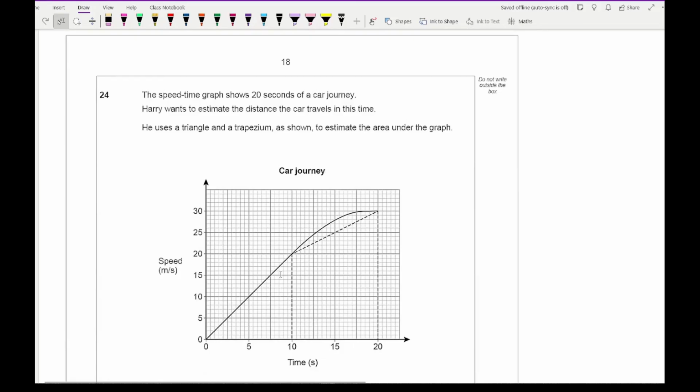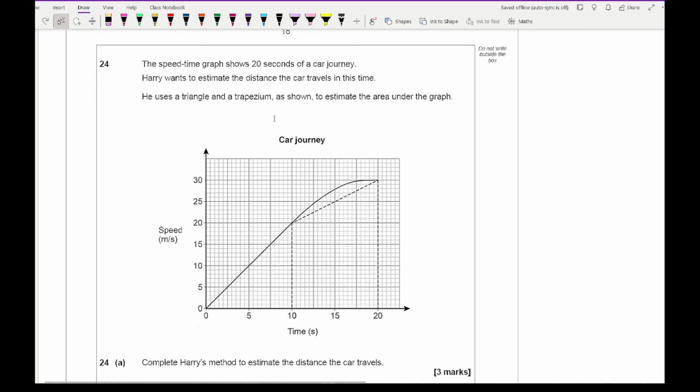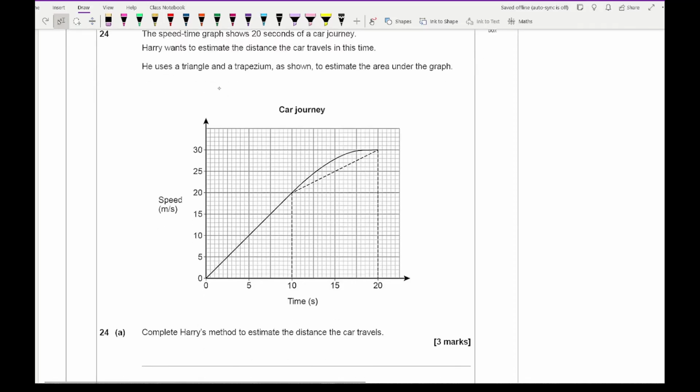Then for question 24, it says the speed time graph shows 20 seconds of a car journey. Harry wants to estimate the distance the car travels in this time. Use the triangle and the trapezium as shown to estimate the area under the graph. So what we've got is 2 shapes, and I'm just going to call them A and B. What we need to do is work out the area of A and B and then add them together. Here the area of A is a triangle, and it's got a base of 10 times a height of 20, and I'm dividing that by 2, so that gives me an answer of 100.